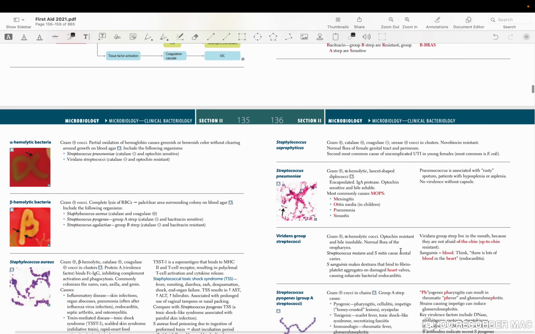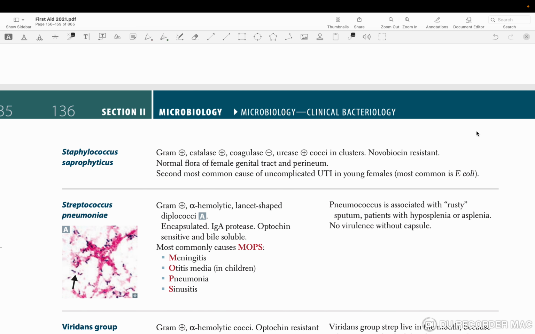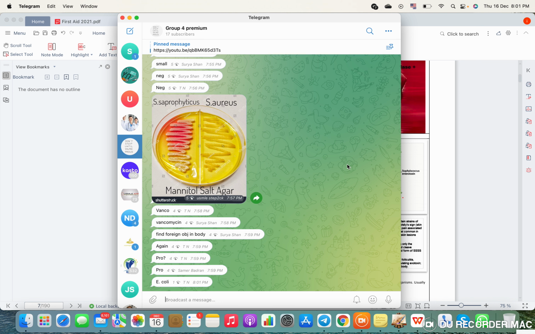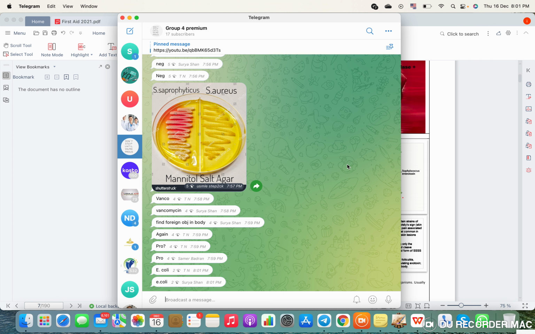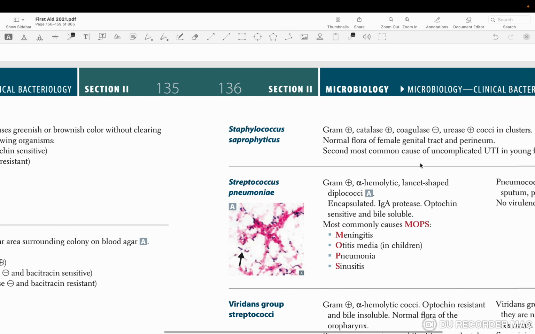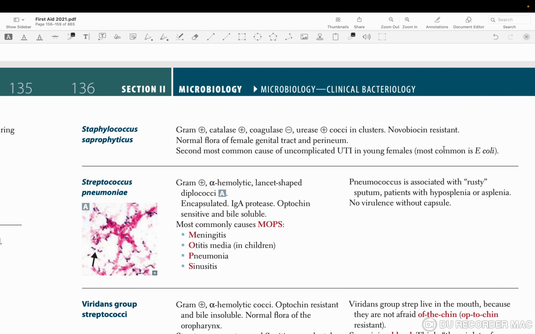Okay, good. The next thing I'm going to speak about is Staph saprophyticus, the lady. She's a gram-positive, catalase-positive, coagulase-negative, urease-positive cocci in clusters. I hope you can imagine all of this in pictures in your brain right now. It's novobiocin resistant. Remember, her navel was covered. It's a normal flora of the female genital tract and perineum. Second most common cause of uncomplicated UTI in young females. So if you get a sexually active lady with a UTI and they ask what this is most likely due to, what will your answer be? Excellent. It's E. coli. The second most common cause is Staph saprophyticus. They love to play with you with that question. Except if they tell you it's gram-positive or give you some characteristic of a gram-positive organism, in that case you choose this.